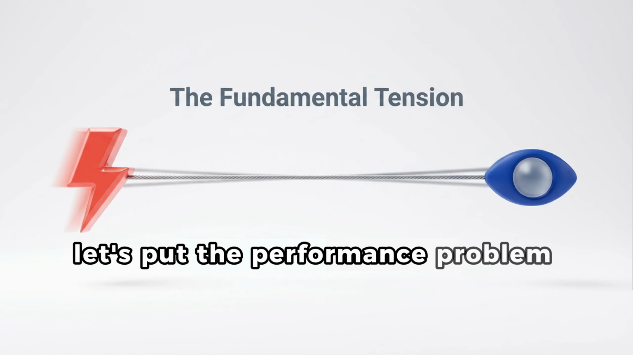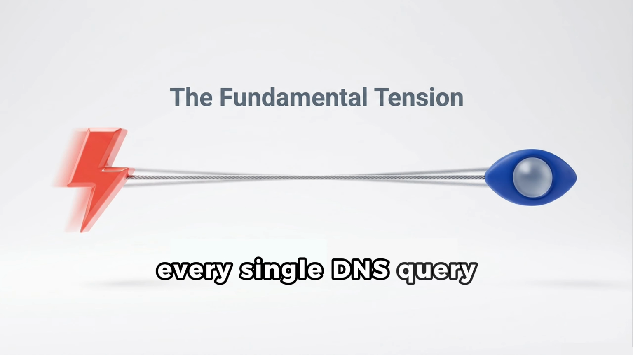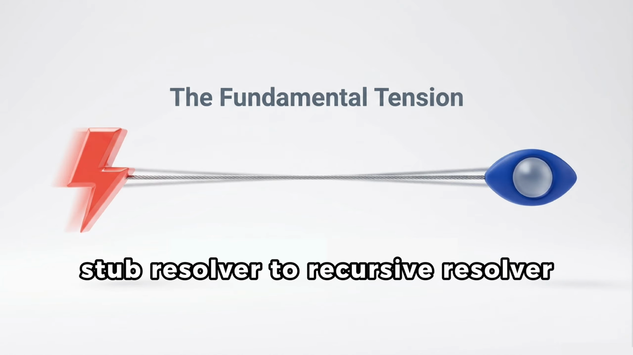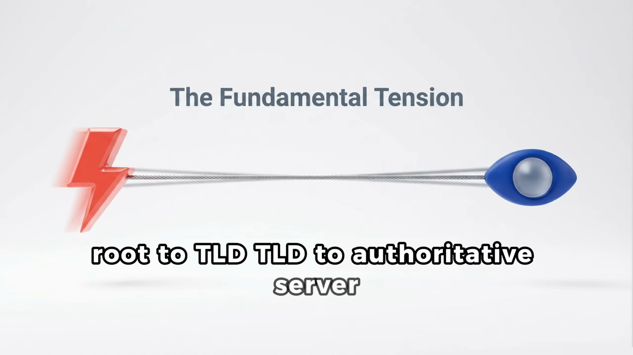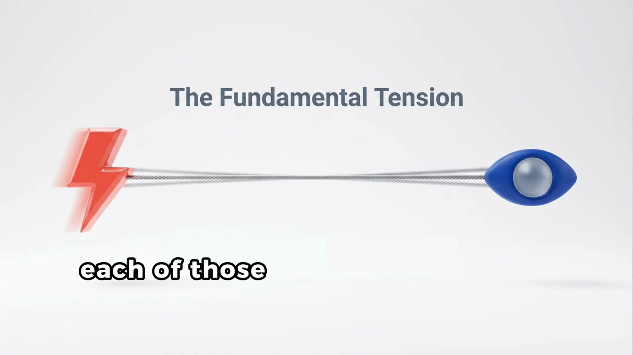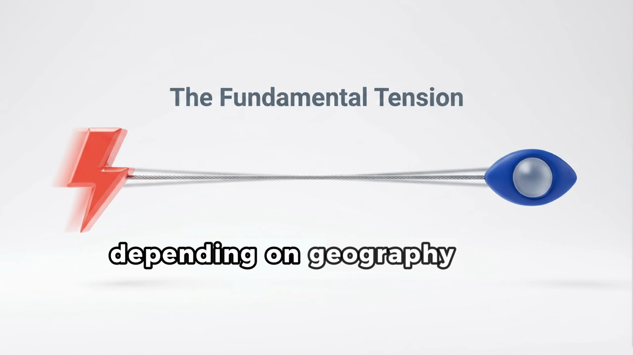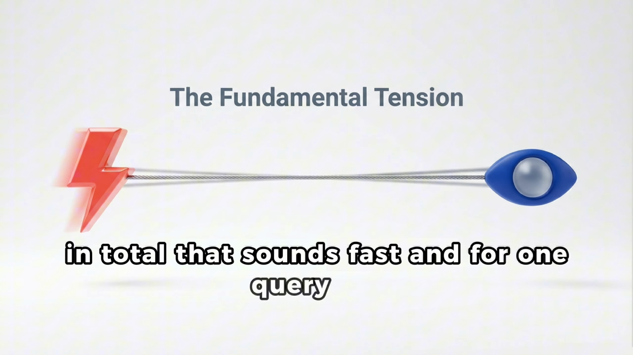Let's put the performance problem in concrete terms. Without caching, every single DNS query would require a full resolution walk: stub resolver to recursive resolver, to root, root to TLD, TLD to authoritative server, back up the chain to you. In the best case, each of those network round trips takes somewhere between 10 and 50 milliseconds, depending on geography and network conditions. A full cold resolution might cost 50 to 150 milliseconds in total. That sounds fast, and for one query, it is.